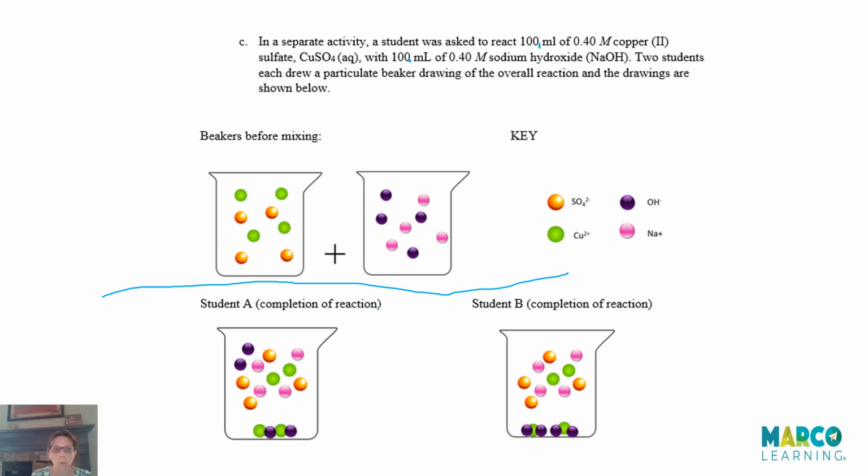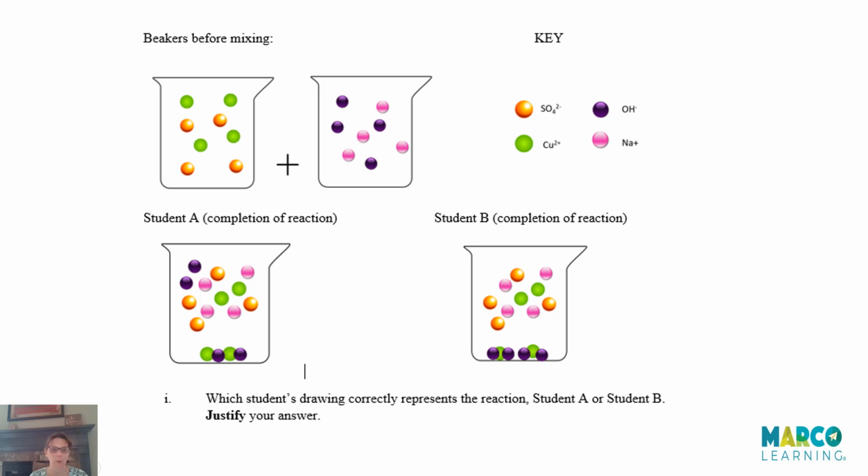So we see student A and student B's drawings, and I bet we are going to be asked which student is correct. Okay, so let's see. So there we go. That is what we're being asked. Which student's drawing correctly represents the reaction? Student A or student B? Justify your answer. Okay, so let's go back.